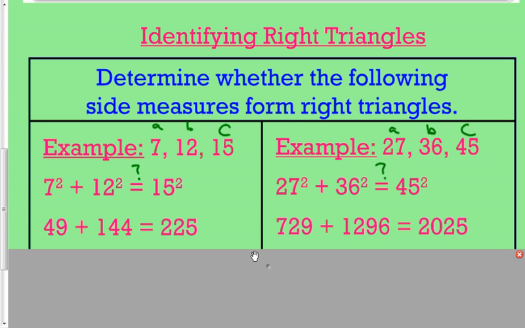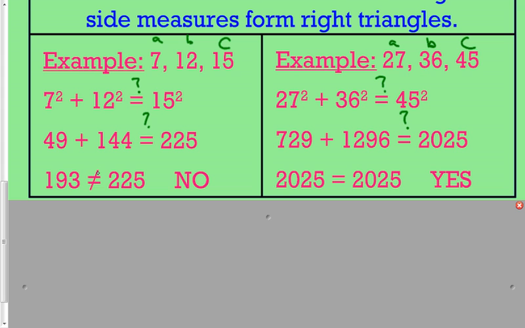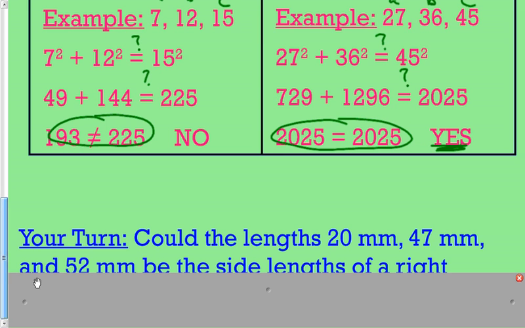So for each of these I simplified. 49 plus 144 equals 225, question mark. And 729 plus 1296 equals 2025, question mark. And if we add them up on the one side, we see that this is not equal, so this is not a right triangle. This one, however, is equal, so this one is a right triangle. Okay, so that's how you can use the Pythagorean theorem just to determine if a triangle is a right triangle or not. So I'm going to let you do one example with that.